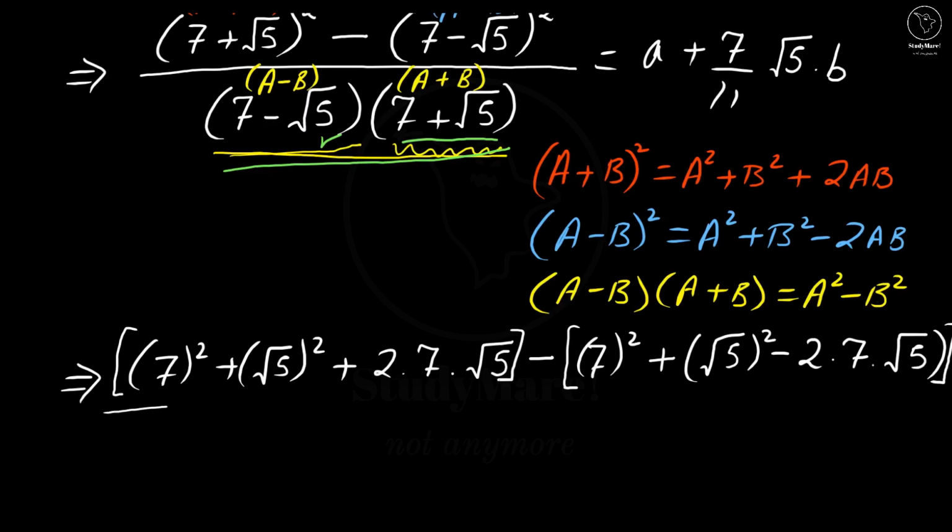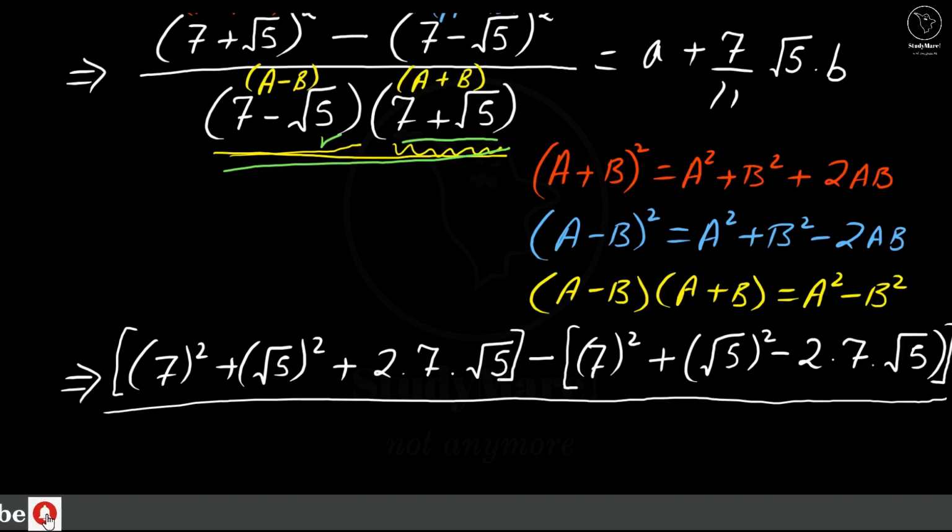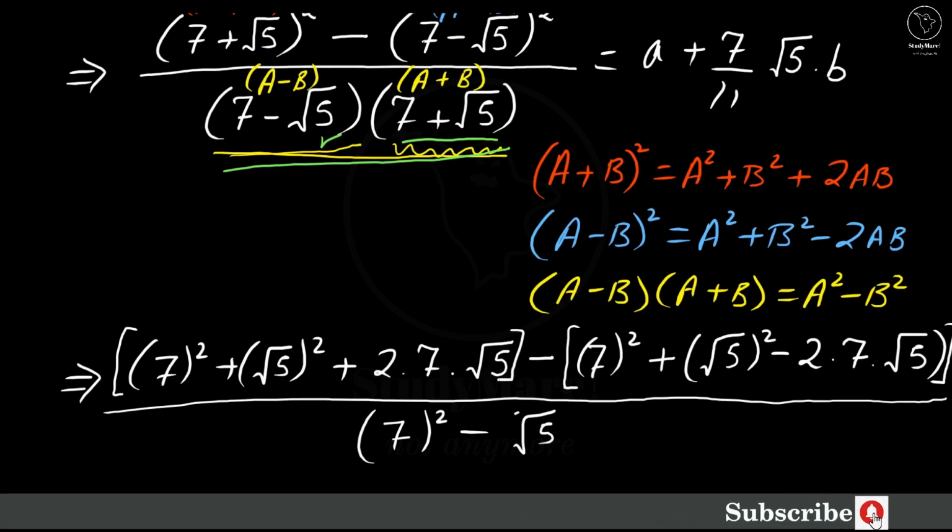Close the bracket. Divided by (7 minus root 5) into (7 plus root 5), which is (A minus B) into (A plus B), and it is equal to A square minus B square. Such a straight, simple way to write. We have 7 square minus root 5 square.